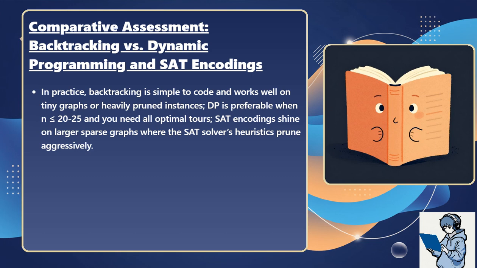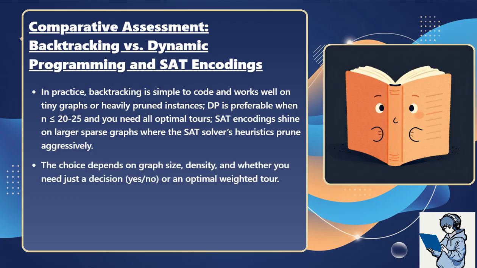In practice, backtracking is simple to code and works well on tiny graphs or heavily pruned instances. DP is preferable when n is less than or equal to 20 to 25, and you need all optimal tours. SAT encodings shine on larger sparse graphs where the SAT solver's heuristics prune aggressively. The choice depends on graph size, density, and whether you need just a decision, yes or no, or an optimal weighted tour.